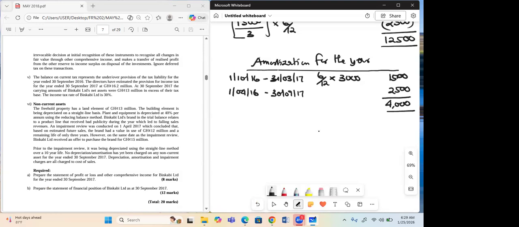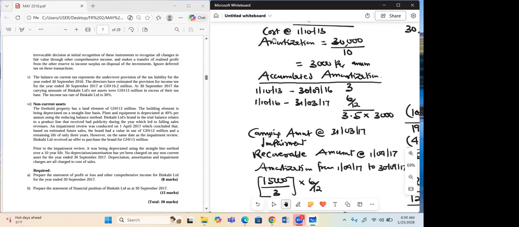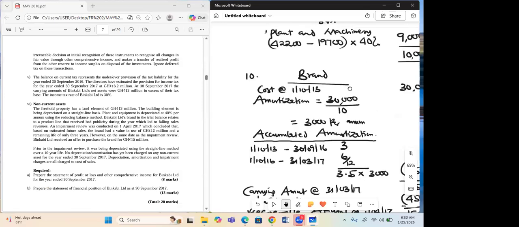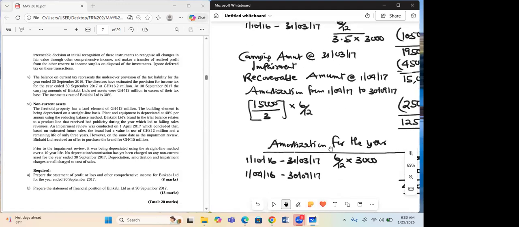The question said depreciation, amortization, and impairment are all charged to cost of sales. All of them are charged to cost of sales. So we need to prepare our cost of sales. What working number is the brand? Okay, so the brand is working 10.